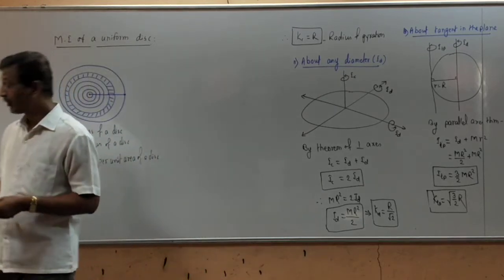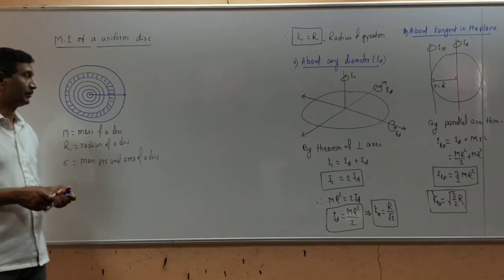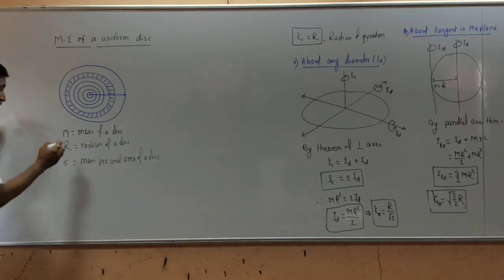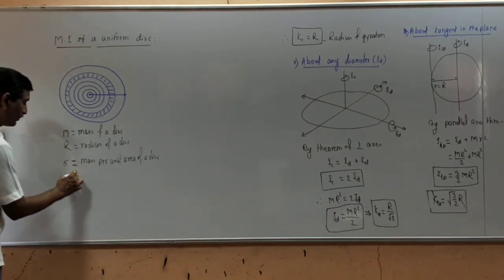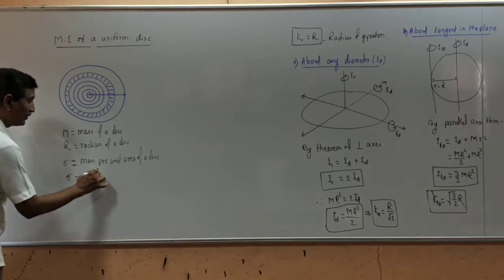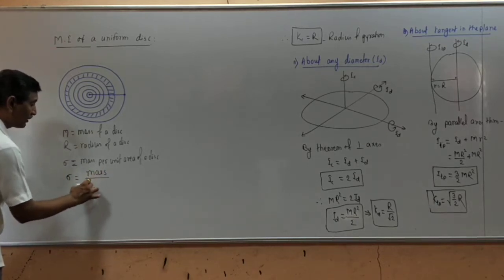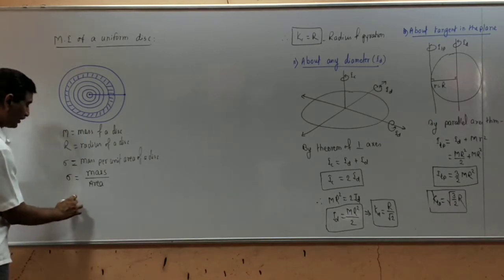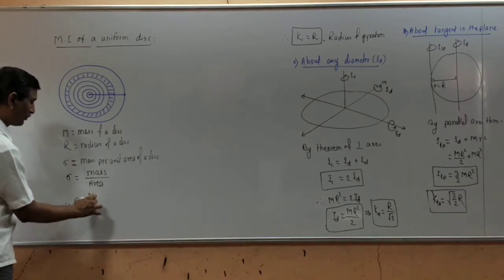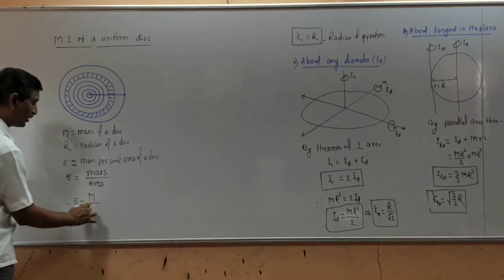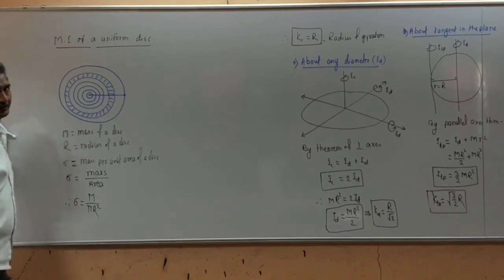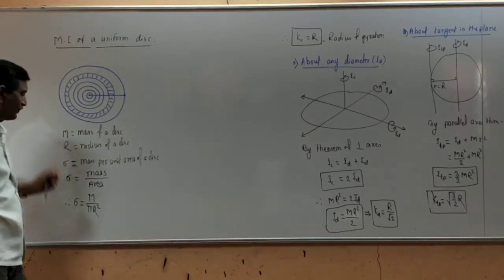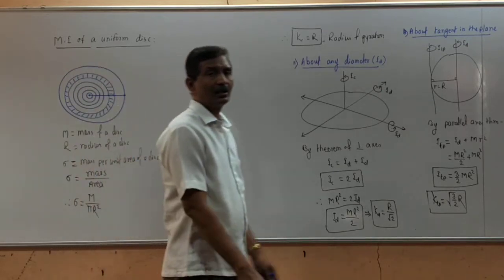Sigma is mass per unit area. So here we get sigma is equal to mass per unit area, that means mass upon area. Here we consider the surface area of the disk. Sigma is equal to mass, capital M, upon the area of the disk, which is pi r square, because it is a circle. So the surface area of the disk is pi r square.